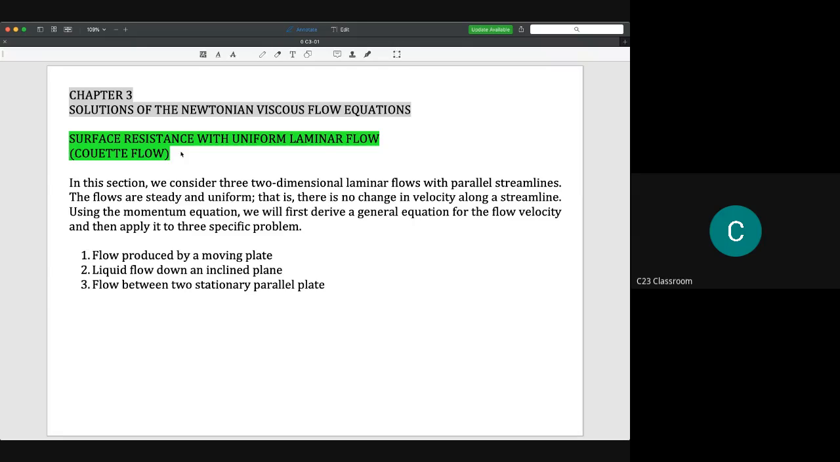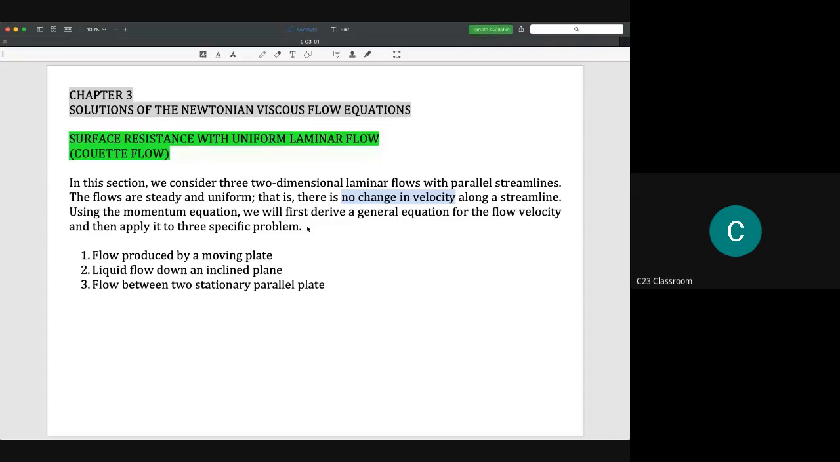Okay, we have the surface resistance with a uniform laminar flow, and we call it a Couette flow. In this section, we consider two-dimensional laminar flows with parallel streamlines. The flows are steady and uniform. I hope you understand what steady and uniform mean. There is no change in velocity along a streamline, so this is the steady one. Using the momentum equation, we will first derive a general equation for the flow velocity and then apply it to the three specific problems.